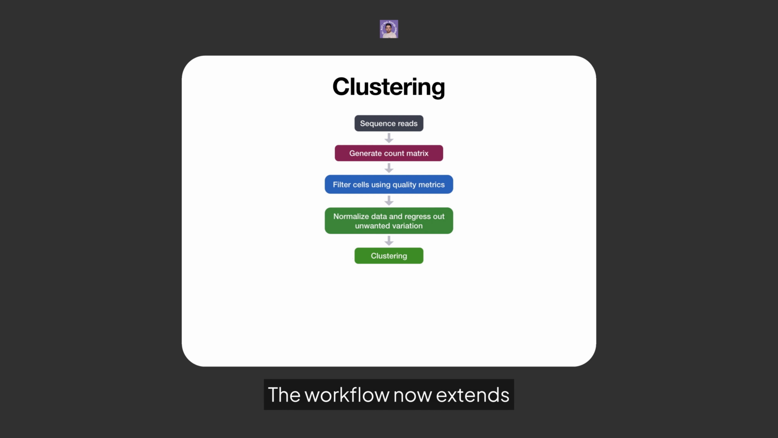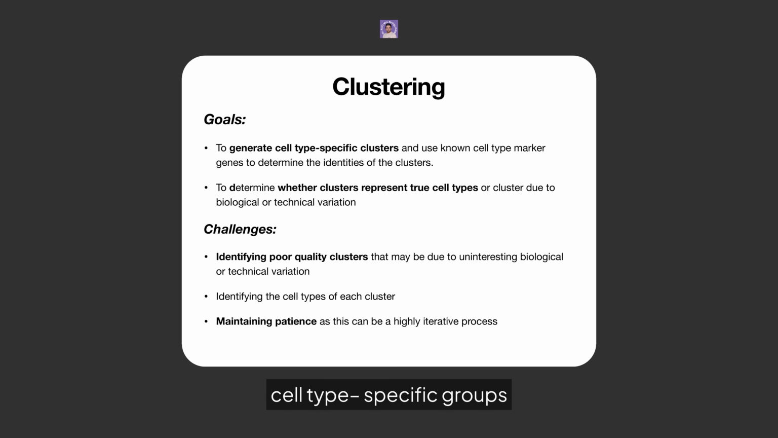The workflow now extends from sequence reads through count generation, filtering, and regression of unwanted variation, culminating in clustering to identify transcriptionally distinct cell populations. Clustering aims to define cell type-specific groups and assign biological identities using marker genes.